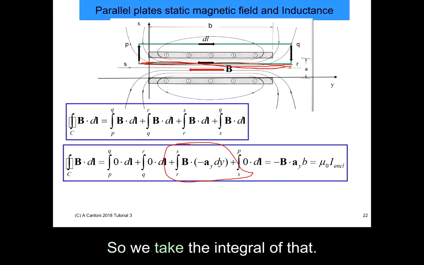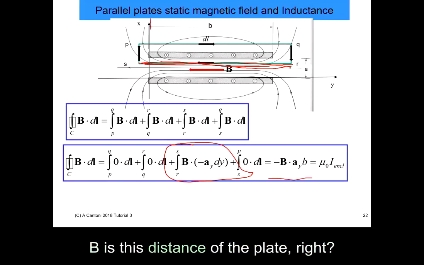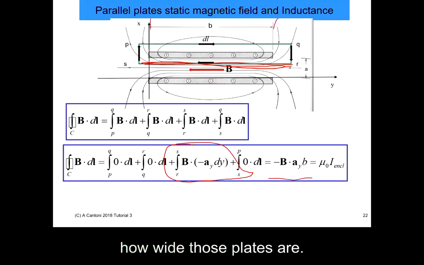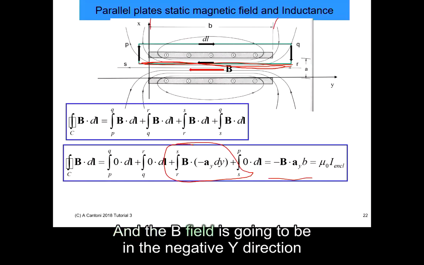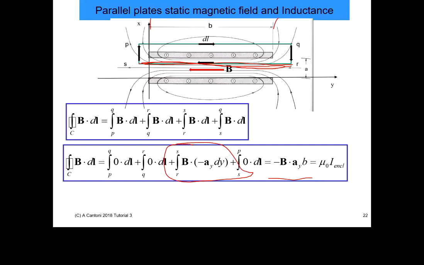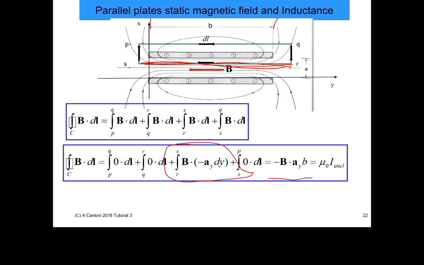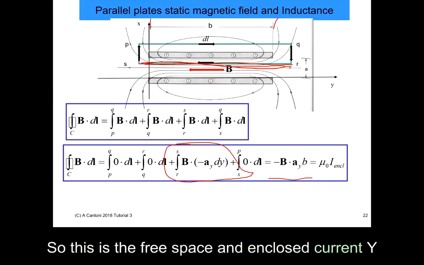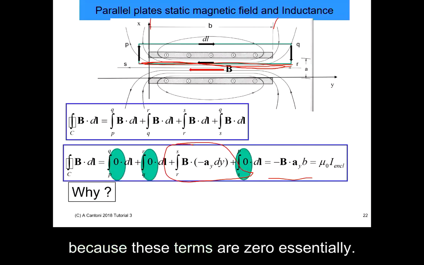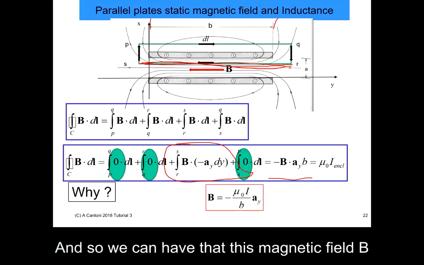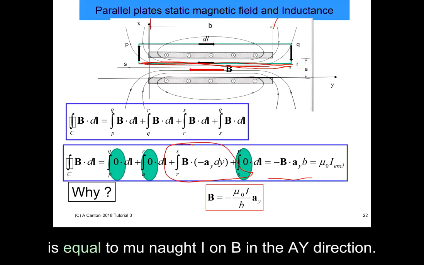All right? So we take the integral of that, we'll find that B, right? B is this distance of the plate, right? How wide those plates are. And the B field is going to be in the negative y direction because we've defined it to be in the negative y direction. And we're only caring about the tangential component, right? And that is equal to mu naught I enclosed. So this is the free space and enclosed current, because these terms are 0 essentially. And so we can have that this magnetic field B is equal to mu naught I on B in the a_y direction.